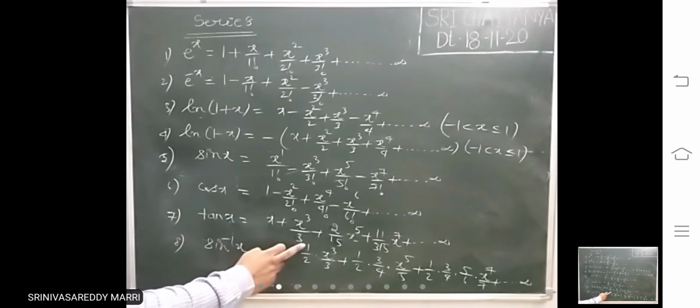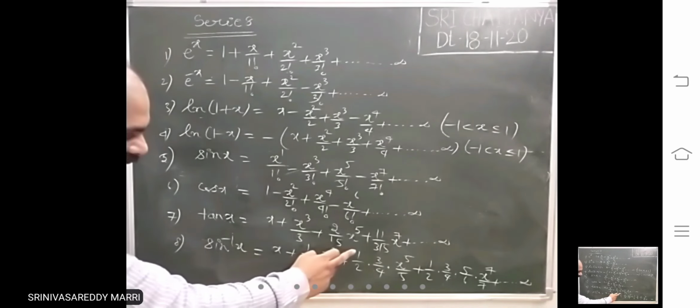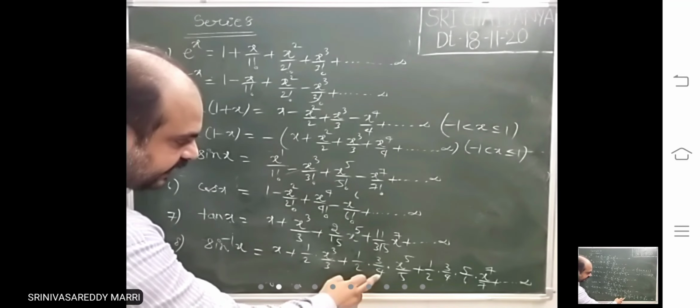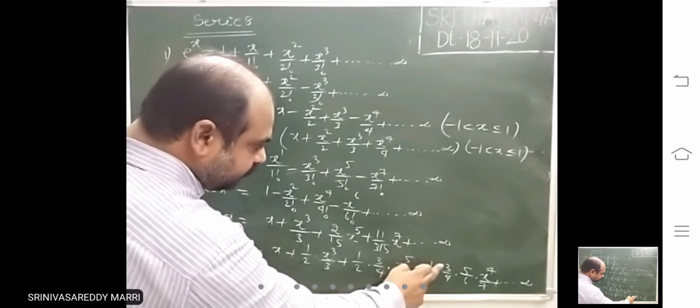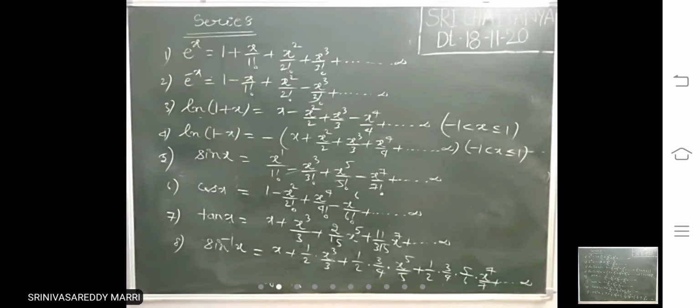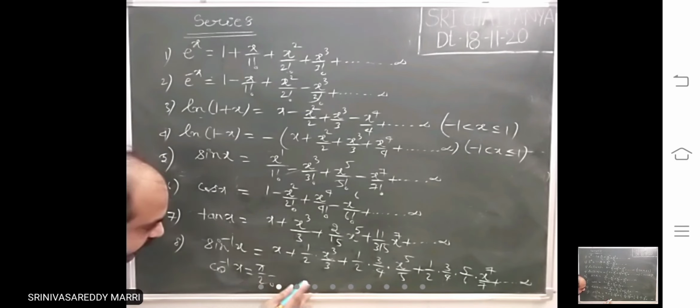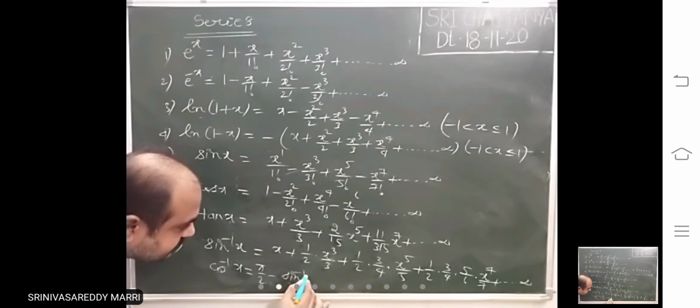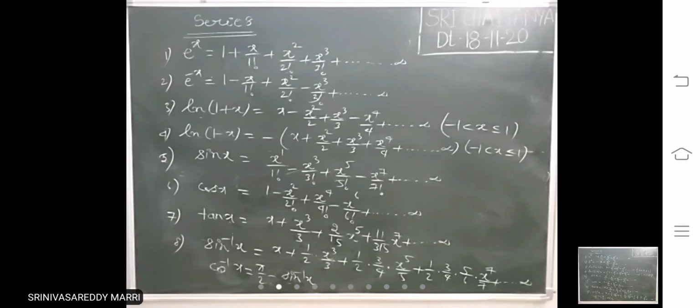X, 1 by 2 into x cube by 3, 1 by 2 into 3 by 4, right? This 2 added, this 2 added, x power 5 by 5, 1 by 2, 2 added 3, 2 added 4, 2 added 5, 2 added 6, x power 7 by 7 and so on, infinity, right? So no need of a cos inverse formula, there won't be any similarity. Whenever cos inverse x is needed, you write pi by 2 minus sin inverse x, then you write the sin inverse x formula.